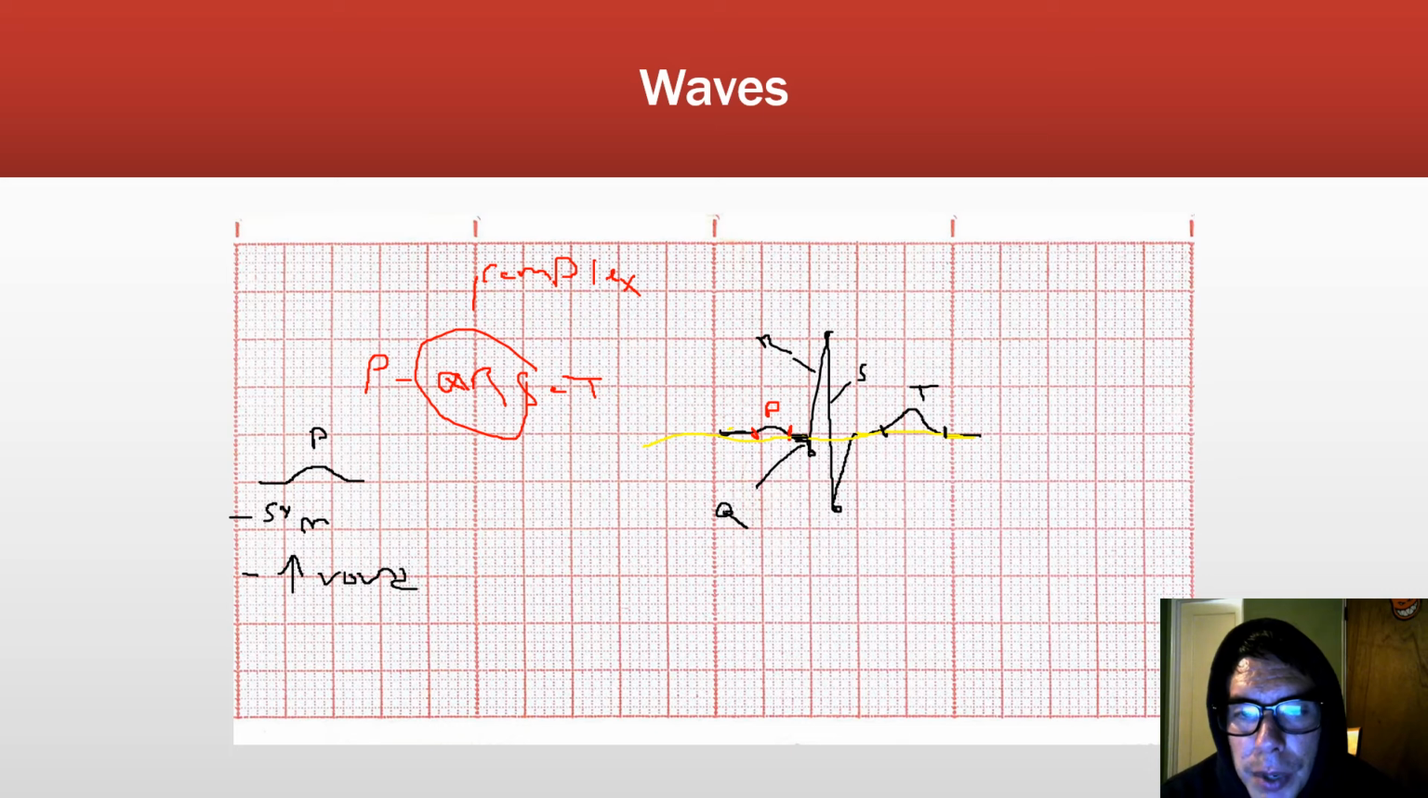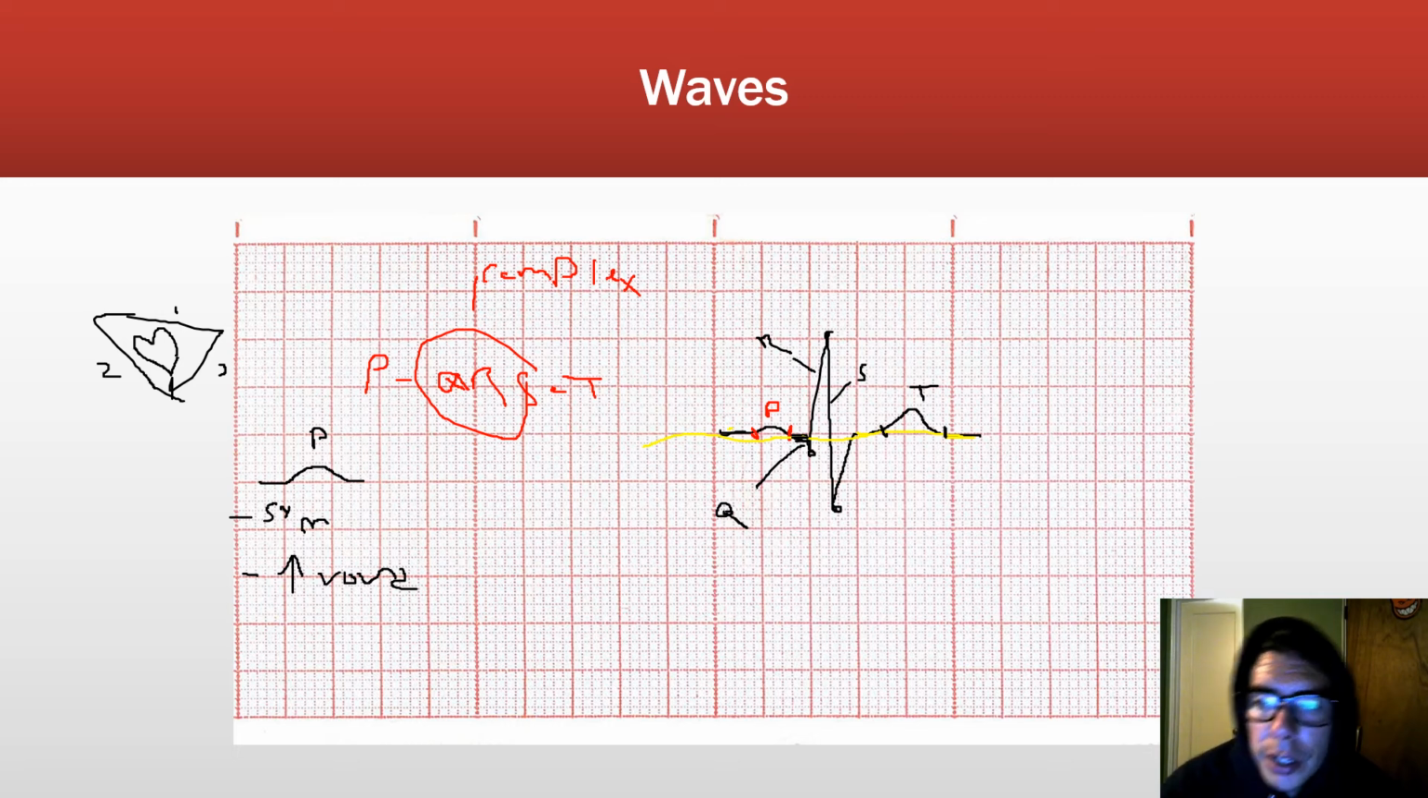And it has to be upright in lead 2. Maybe that'll come up later, but if not, over here, if that's the heart, if we draw Einthoven's triangle again, like that, this is lead 1, this is lead 3, this is lead 2. So the heart is slightly tilted in the chest to the left.